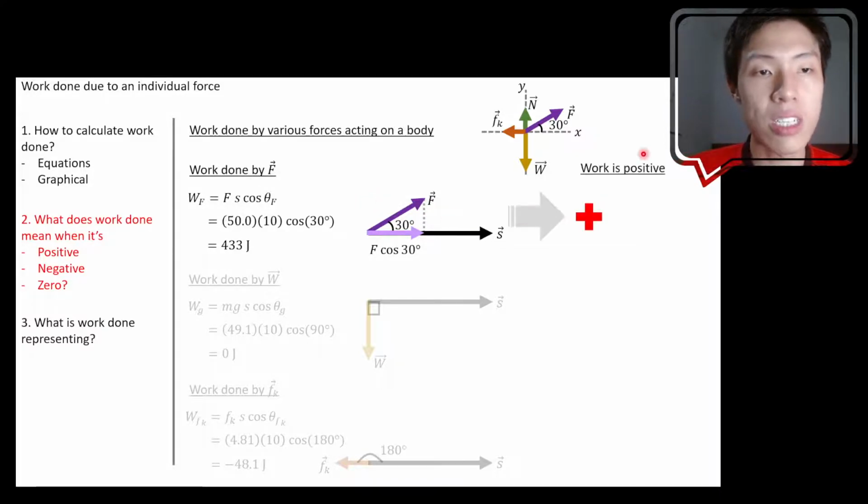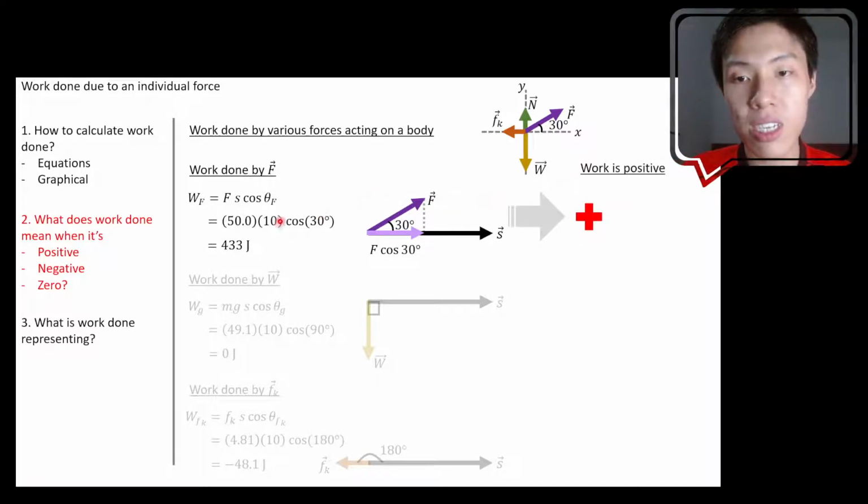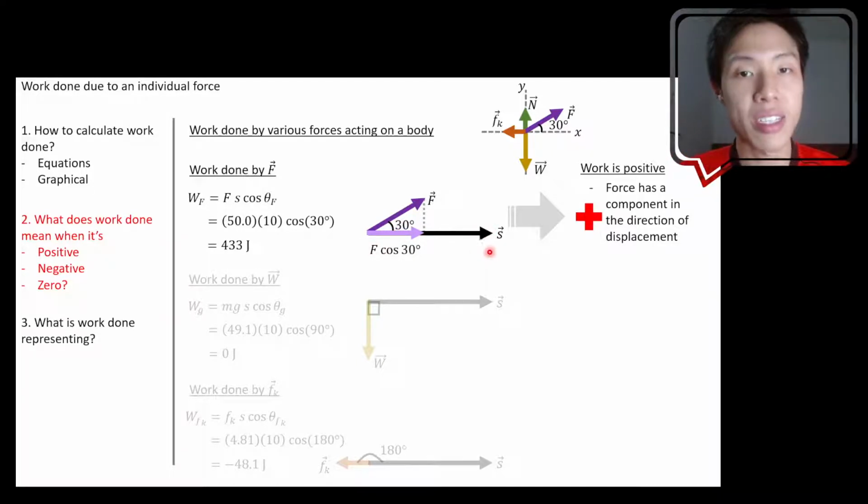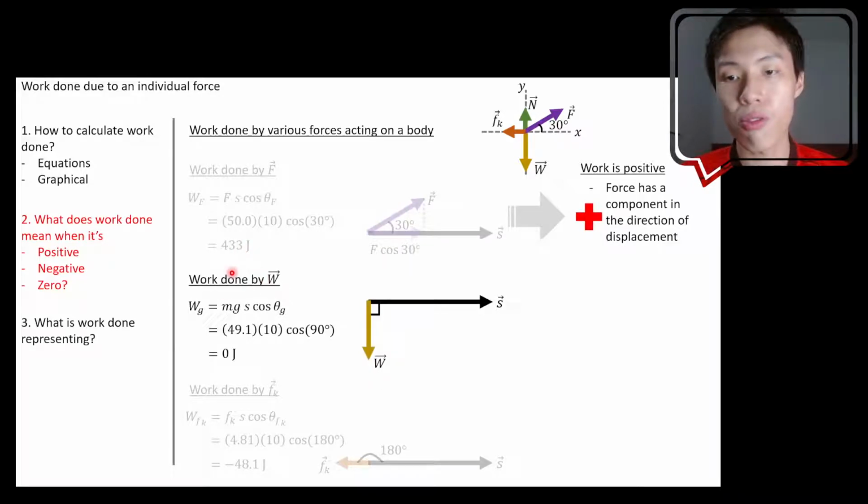So if our work done is positive, it means that the cosine function generates a positive answer. We can generate a positive answer for our cosine function only if the force has a component in the direction of displacement. You can see here, if you resolve this force, the component of the force parallel to the displacement is in the same direction as the displacement. Then you can see this will be a positive value multiplied by a positive value, therefore you get a positive value.